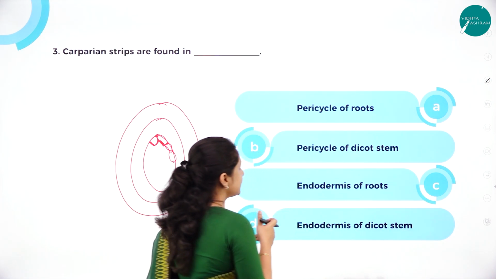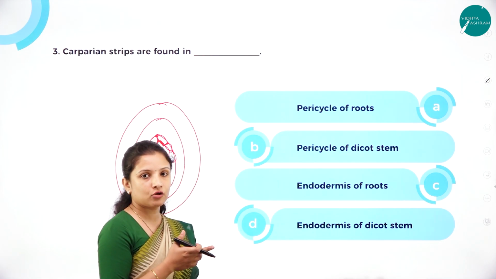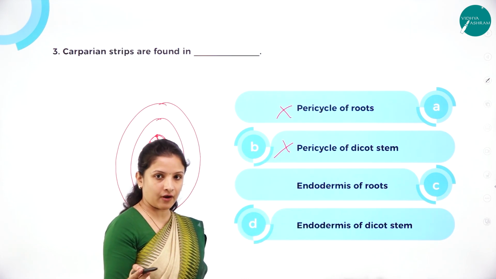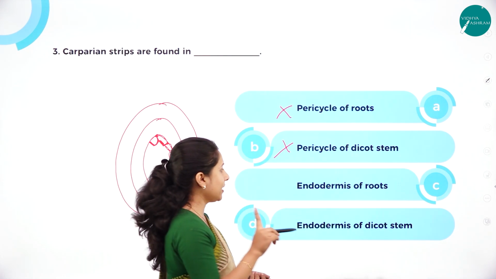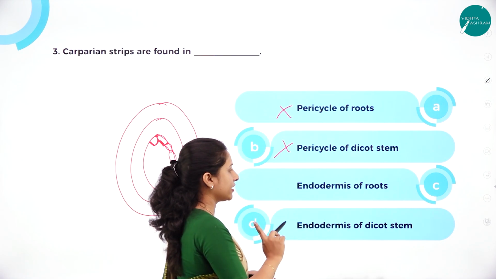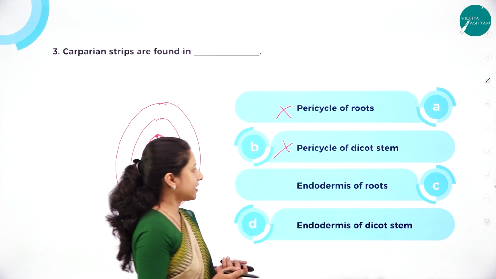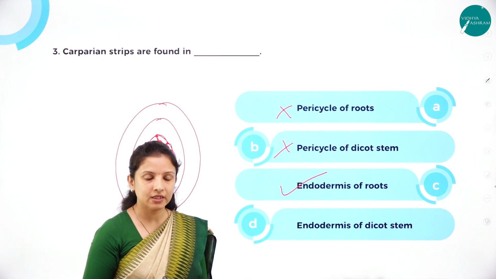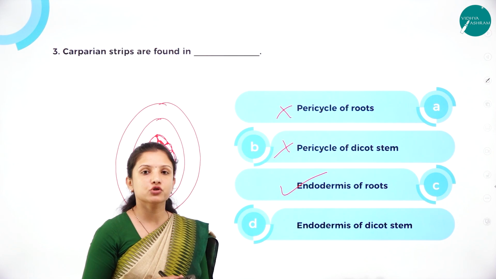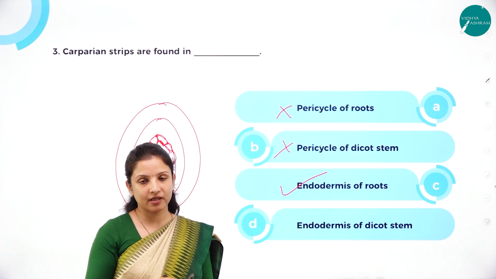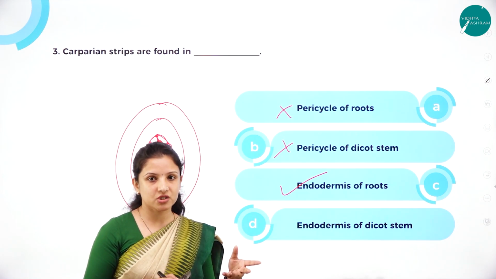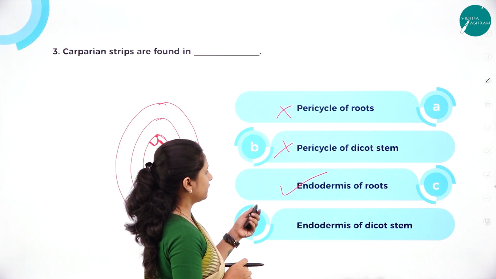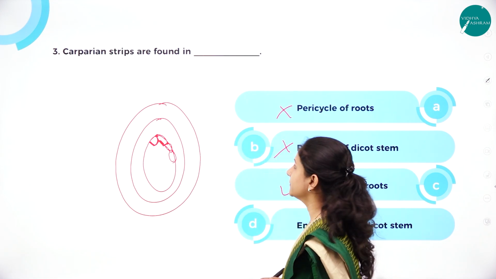Okay. So where are these Casparian strips found? Is it pericycle of roots, pericycle of dicot? No, these two options we need to eliminate because nowhere in pericycle are they found. So what two options will be remaining? Endodermis of root, endodermis of dicot stem. Where is it exactly present? It is present in the endodermis of roots. The endodermis of roots, be it a monocot or a dicot, usually has the Casparian strips, which is nothing but suberin deposition present in the endodermis. So option C is the right answer here.